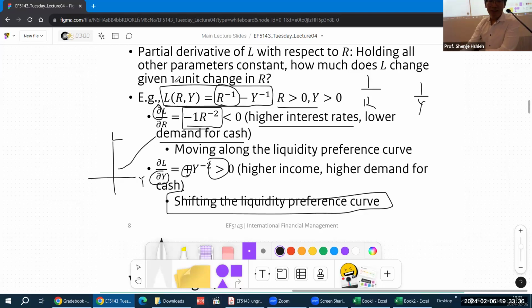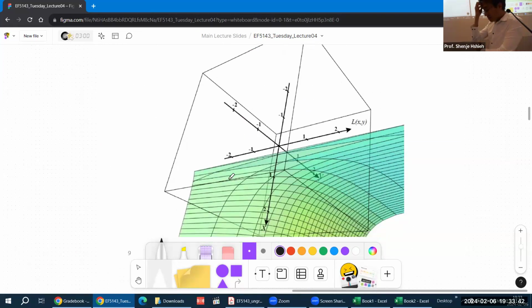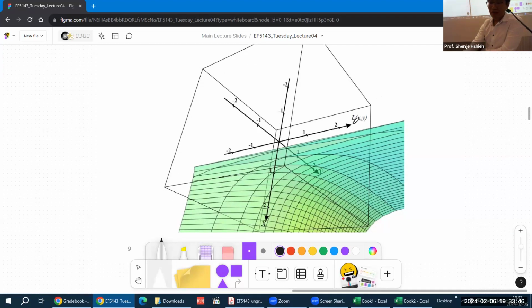All right, so if you combine this L with R and Y space in the same graph, it looks like this. So you can see the trade-offs, the relationships. So X here is our R and Y is Y. Let me just write an R here, just to avoid confusion. This is an R. So you'll notice that the lines go like this.